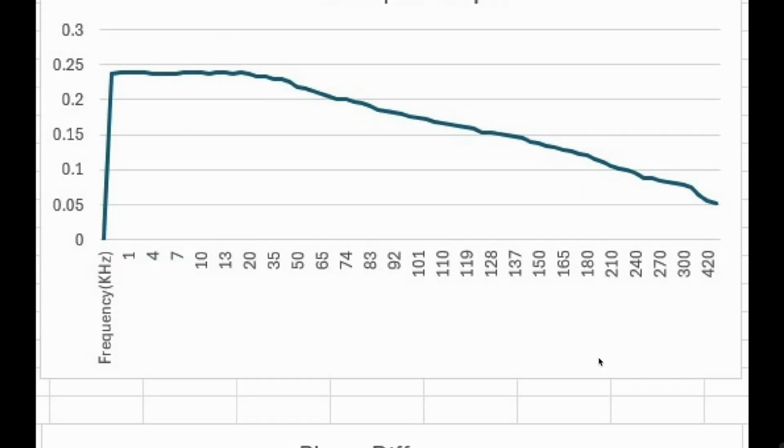The graph is V output upon V input versus frequency. This graph illustrates the gain as a function of frequency. Frequency in kilohertz is represented on the x-axis, whereas the y-axis shows V output upon V input, determined using the formula 20 log V output upon V input. Now we are able to see that at lower frequencies, V output upon V input stays fairly consistent.